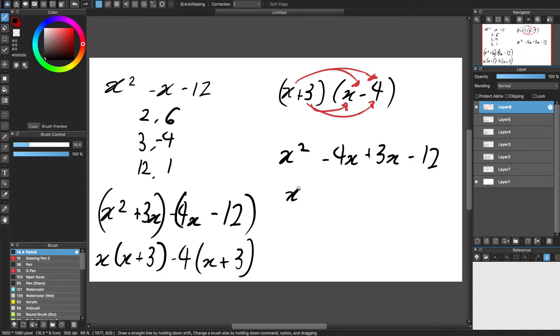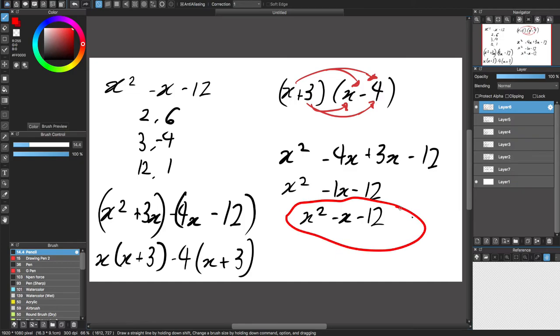Now let's group the like terms. Negative 4x plus 3x is negative 1x, and then x squared and negative 12. And hey, cool, now we've got the exact same answer as up here. So we did it correctly.